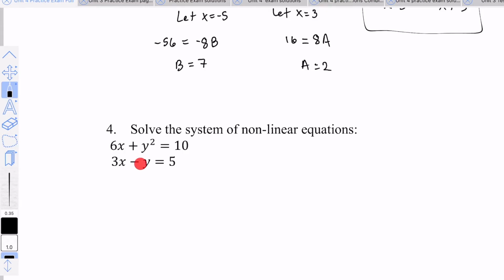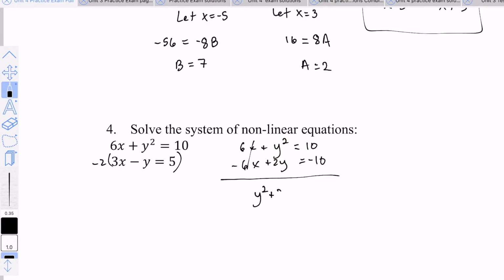Now, we notice a positive and a negative in front of this y variable, but because these are not like terms, y squared and y, we're not going to be able to use elimination method to eliminate y. However, if we multiply the bottom equation by -2, we can eliminate the x variable. And then be careful when we're adding these two, since they're not like terms. It's y squared plus 2y, and that equals 0.